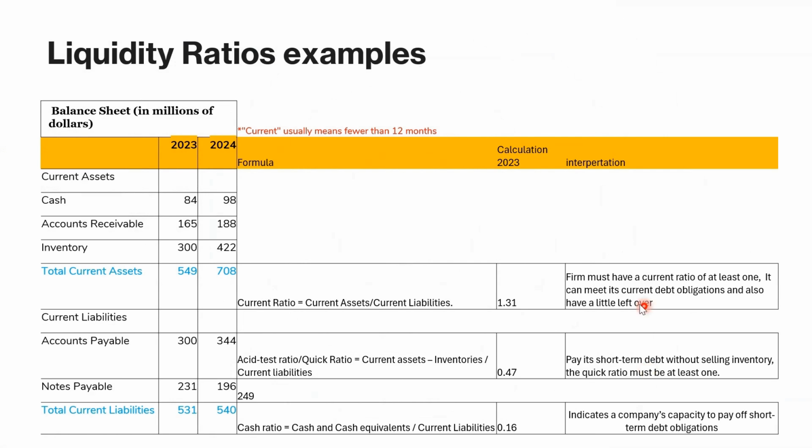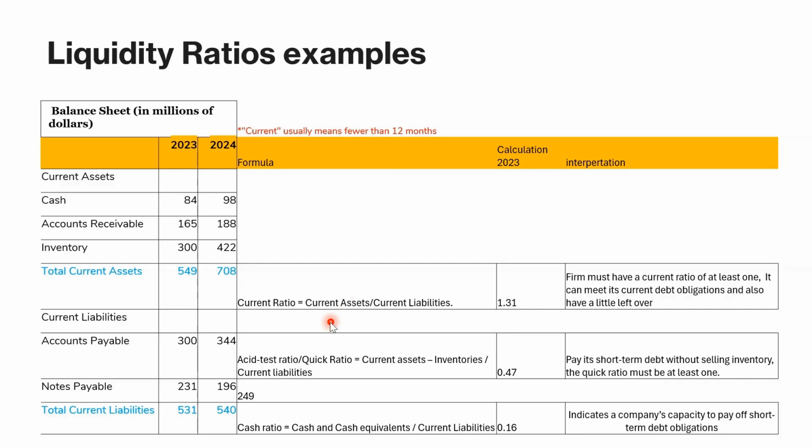Now, for this example, I have taken an extract of the balance sheet where we talk about current assets and the cash account. Current usually means anything with a time period of less than 12 months. The current ratio is current assets divided by current liabilities. Remember, a firm must have a current ratio of at least one. If it is more than one, it can meet its current debt obligations and also has a little left over. So my asset value is more than the liabilities, and this is how it is measured.